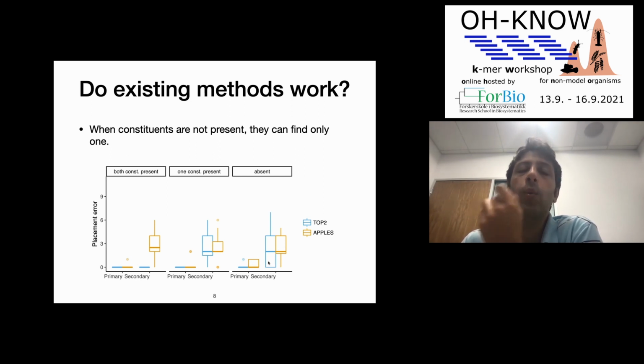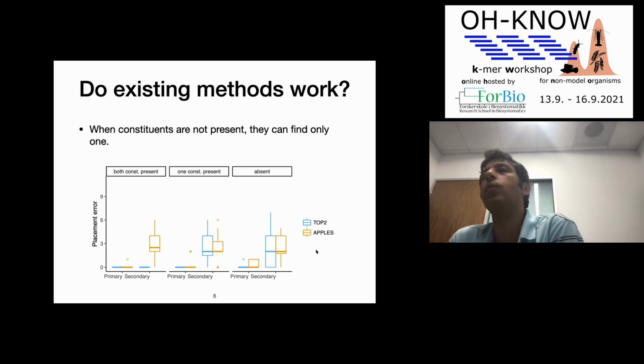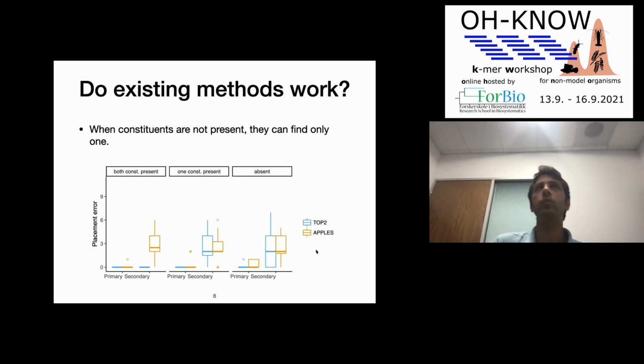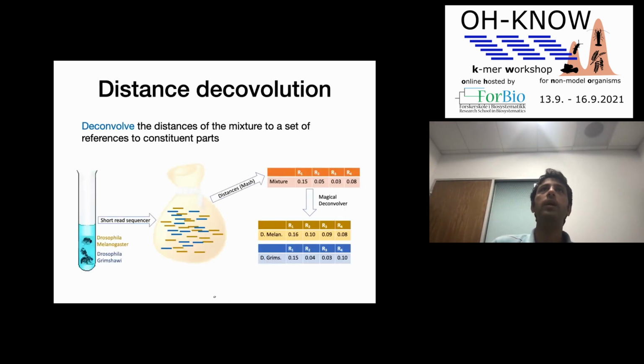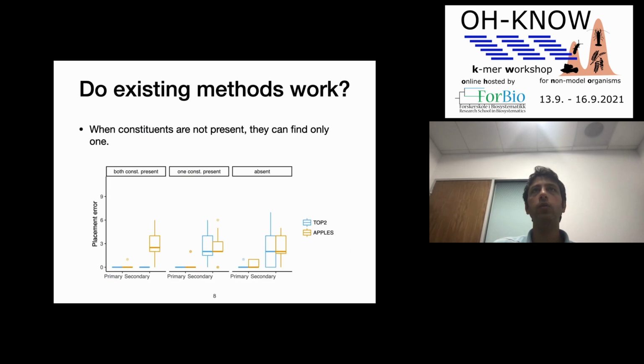So basically, when your constituents are missing from the sample, none of the existing methods, the phylogenetic placement methods, would work. Okay, so what do we do? Is this solvable? What we want to do is something we call phylogenetic double placement.